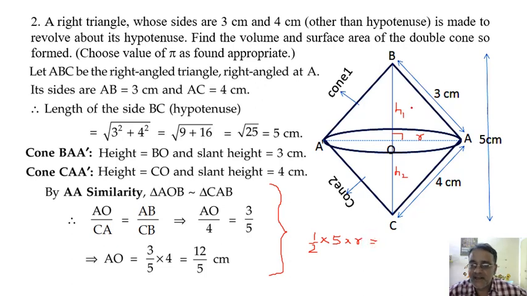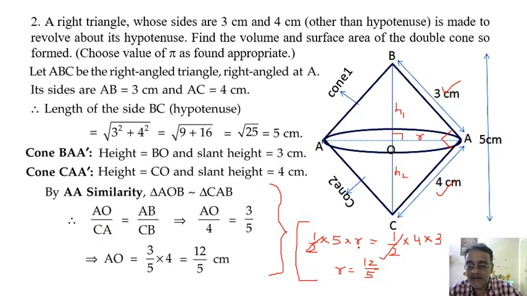And what is the area of triangle ABC if we take directly base and height? Half into base into height. So the half cancels. And what is the value of R? 12 by 5, the same thing. This looks short because I have not written any steps here. First of all, you have to write area of triangle ABC equals half into BC into OA, and area of triangle ABC equals half into AC into AB. Then from both equations, we'll get this one. Then R equals 12 upon 5.